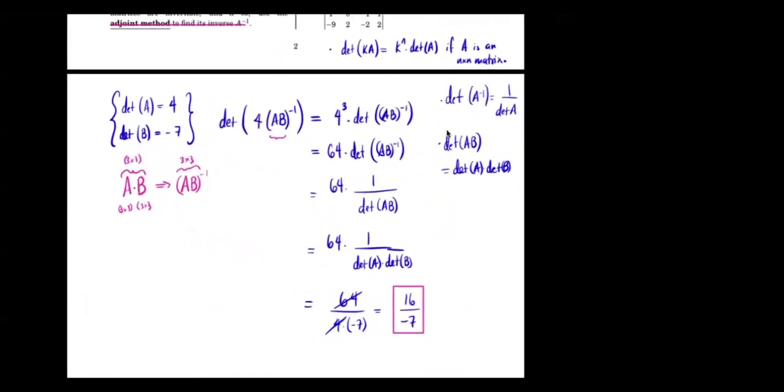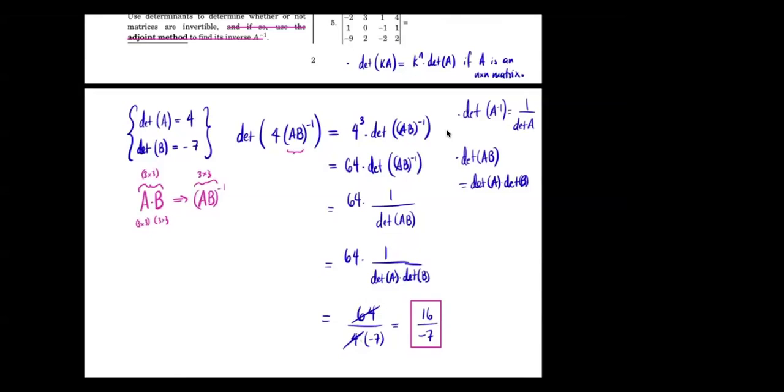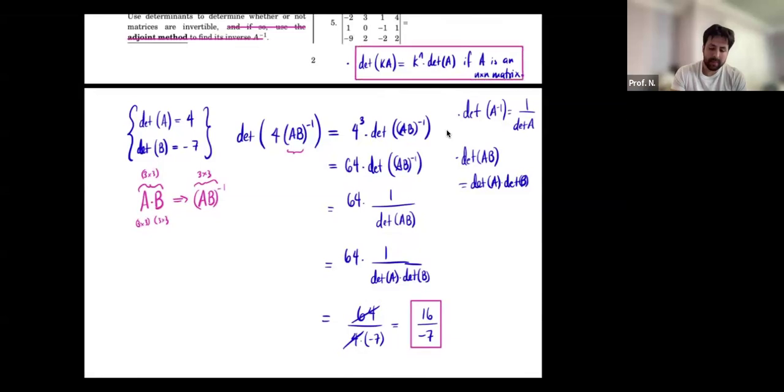Sorry, can you please repeat how you got the 4 cubed, the first part? 4 times 4 cubed. Because of this property of determinants. When you multiply a row by a scalar, your determinant changes by multiplying the original matrix determinant by that scalar. That's one of the properties that we saw in class.